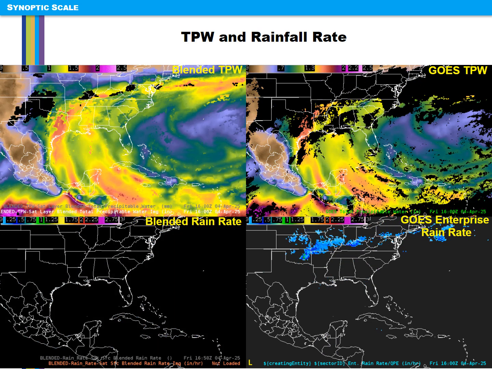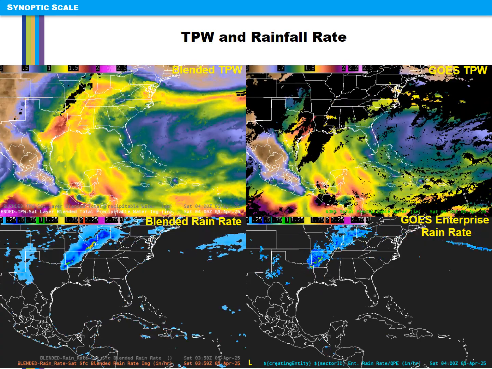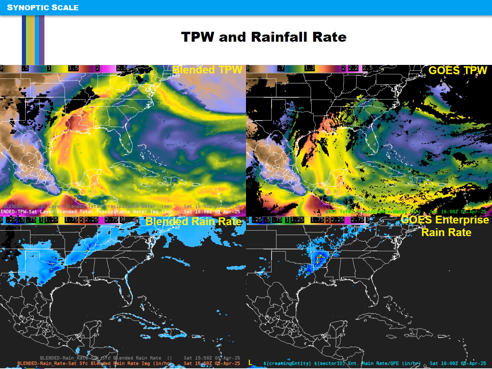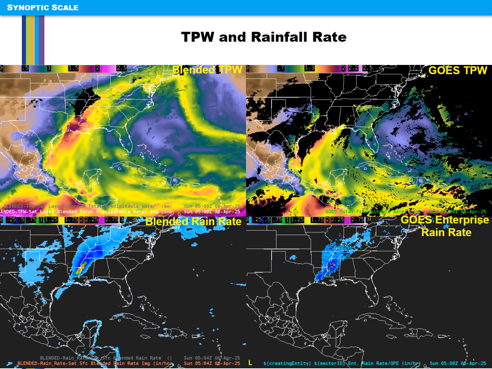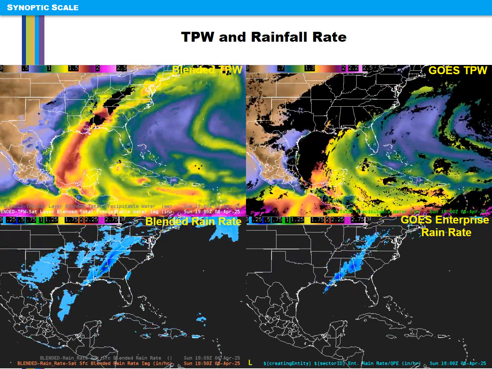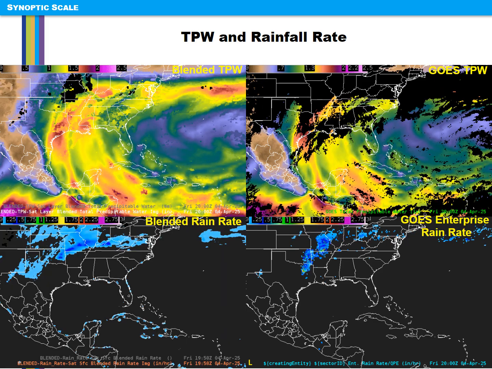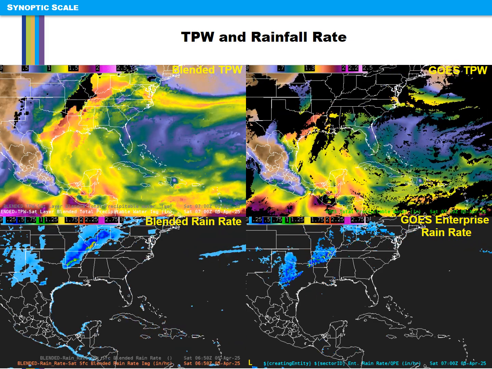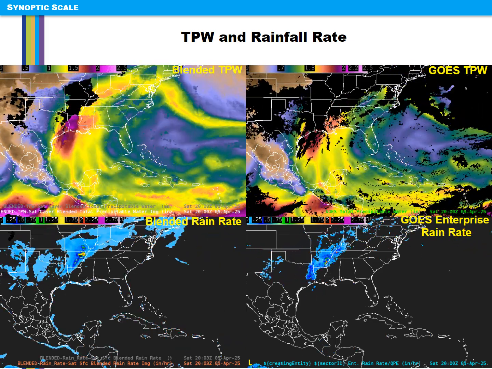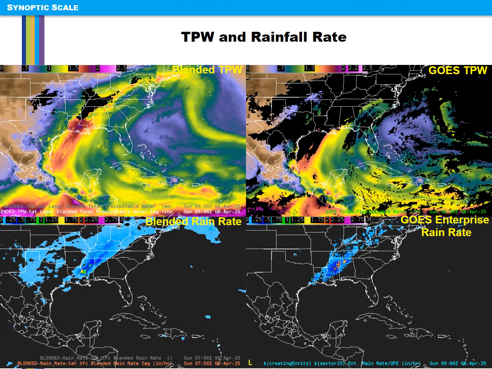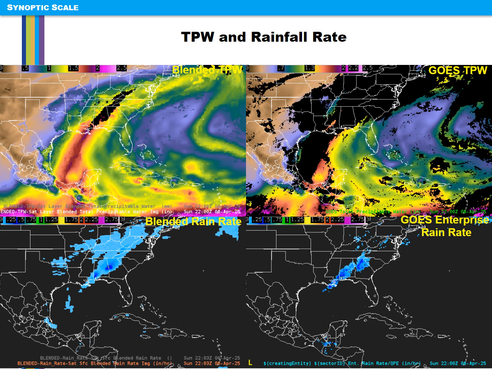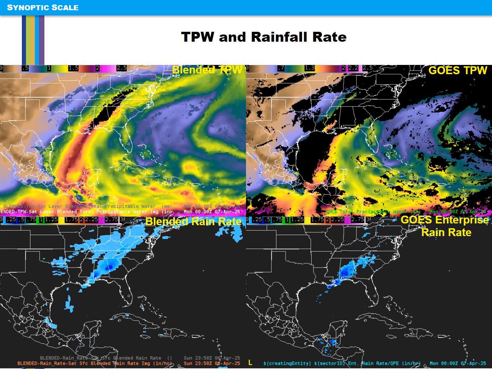The blended TPW product complements the GOES TPW product in that it offers data over cloudy regions where GOES cannot make retrievals. On the other hand, the GOES TPW product has data available every 10 minutes, while the blended TPW product is available hourly. Use these products together in tandem to overcome each other's weakness and build upon their strengths.